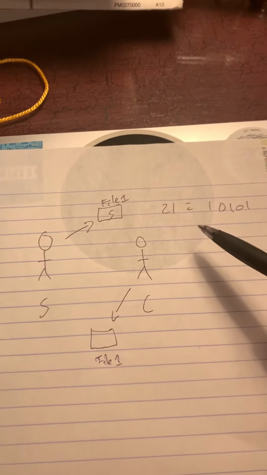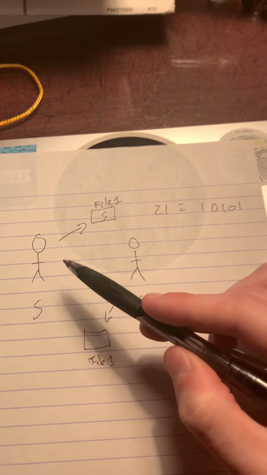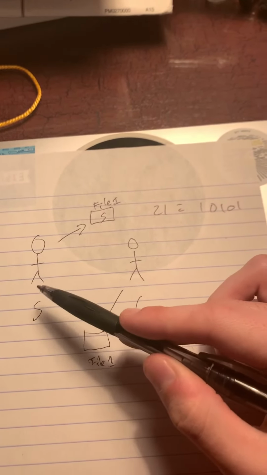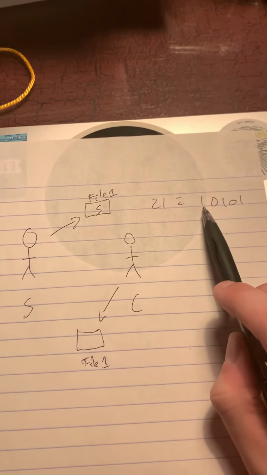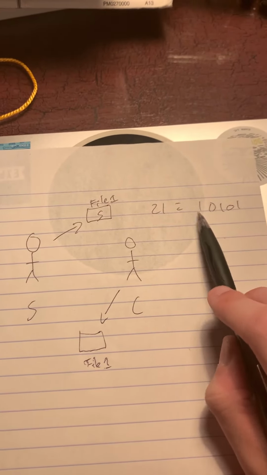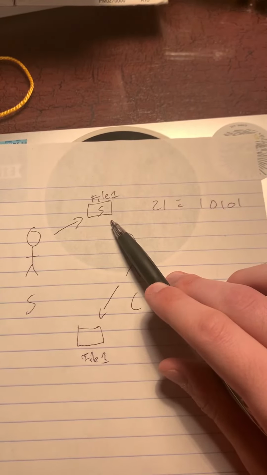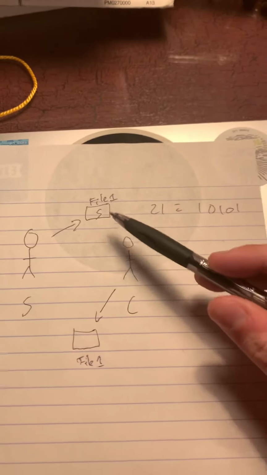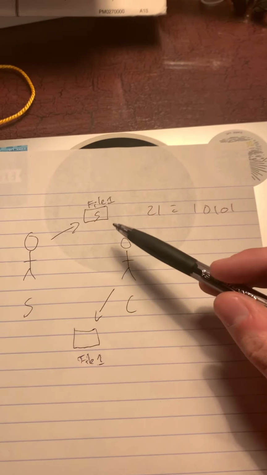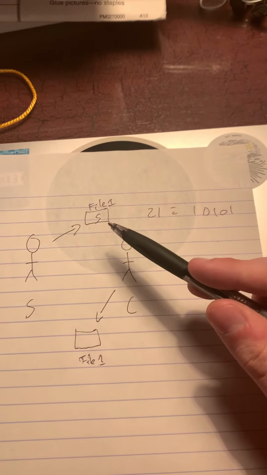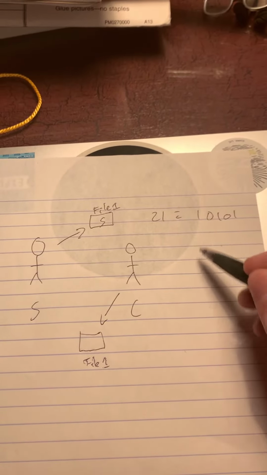So what can happen is the S process is going to take this number and it's going to say, oh, the first number is a 1. So we're going to create file 1. And then C is going to try and create it, but the system will not allow it because the file already exists. So C interprets that as a 1.